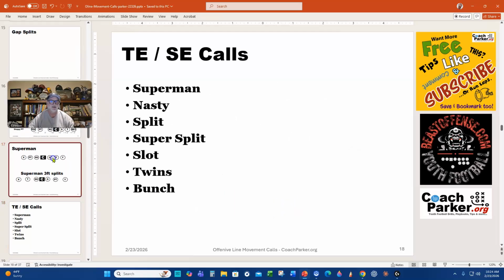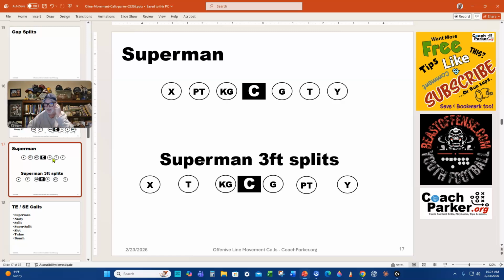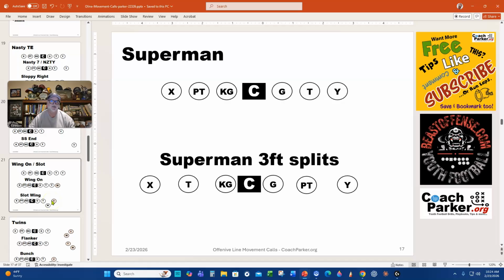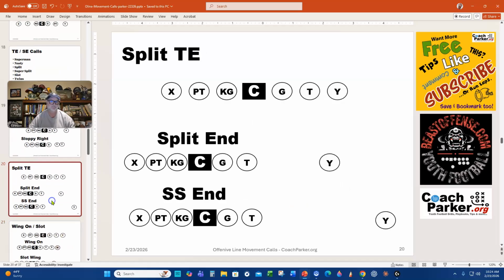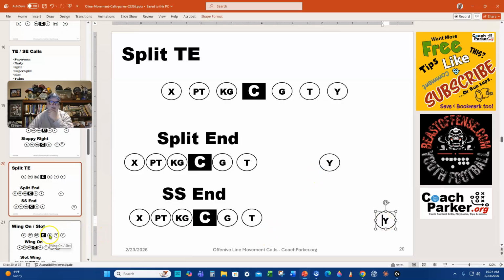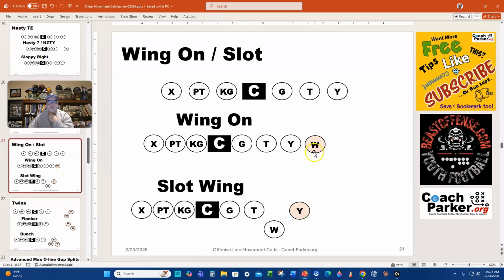The other one here, I go back to that, is for everybody. If we said Superman, which is our super splits, everybody goes to a 3-foot split. I do not do that at guards, but that's that. I've got some stuff in here about the tight end. He splits, super split tight end way out there. Wing on. Sometimes the wing will go on, or if they're a slot wing, you'll go Nasty Y with that.